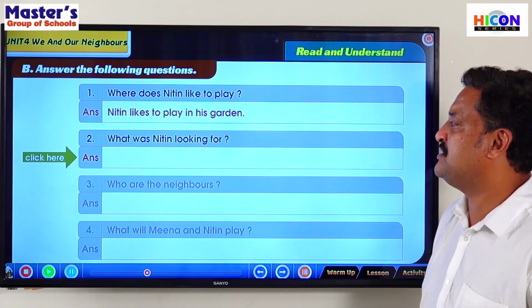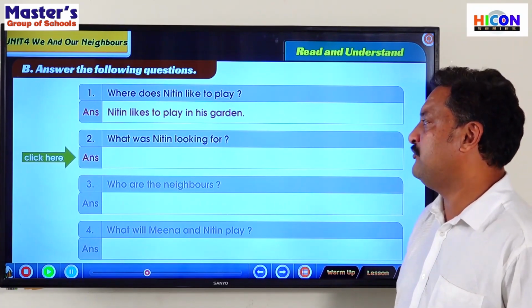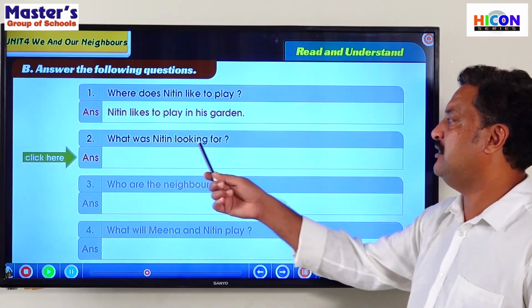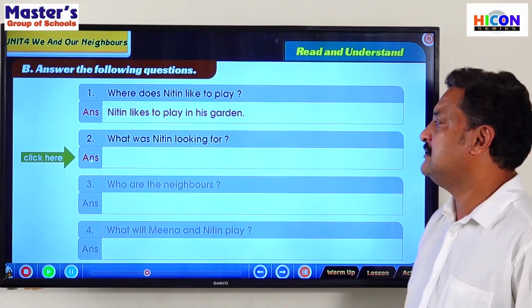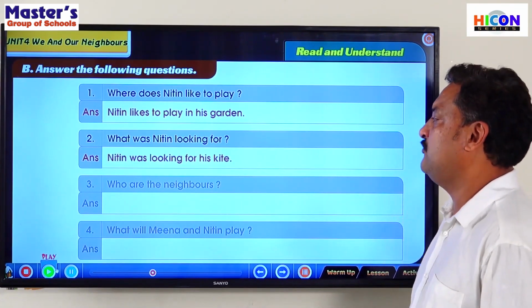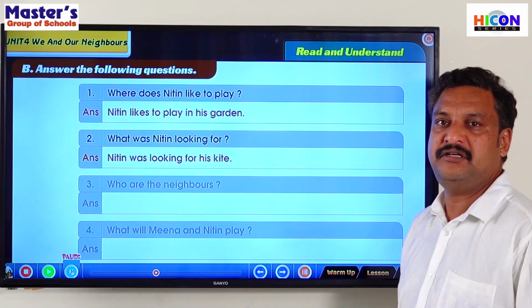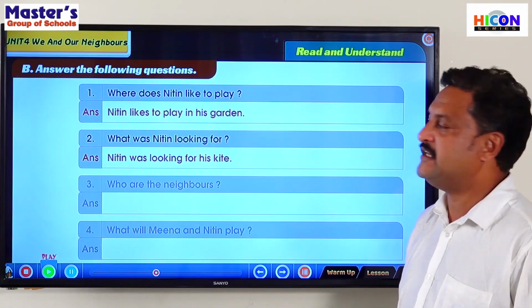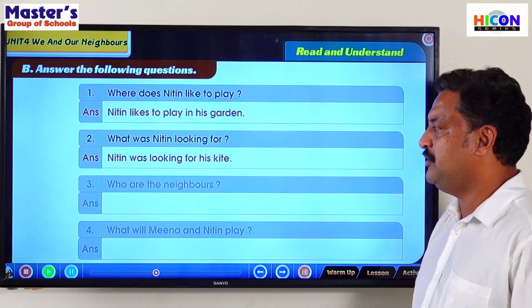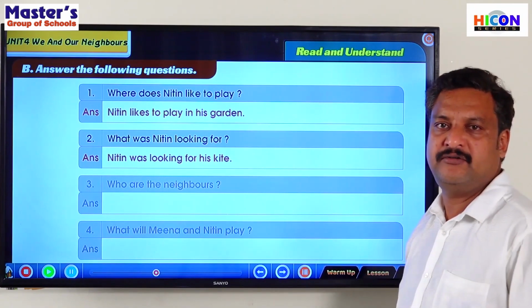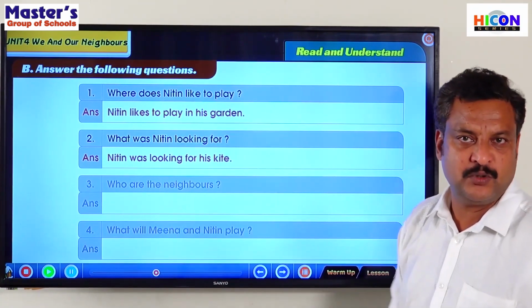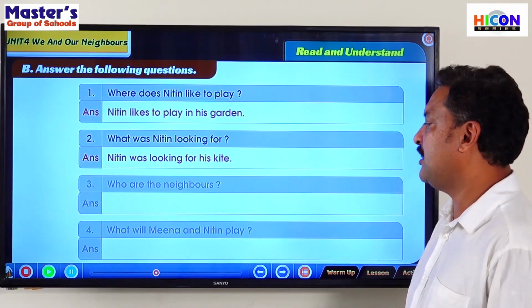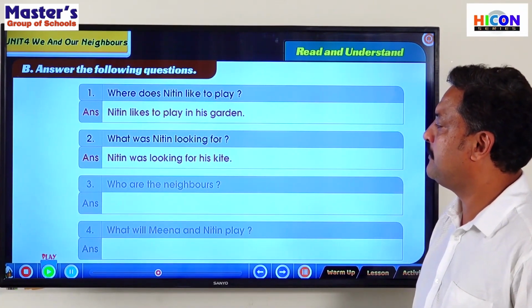Now, the second question, what was Nitin looking for? So, what was he looking for? The answer, Nitin was looking for his kite. We knew that, na? He was flying kites, it got lost and it fell somewhere. He was going in search of that kite. Right. Next question.